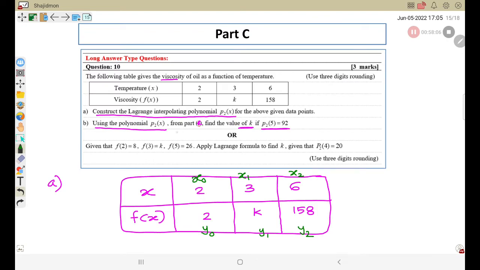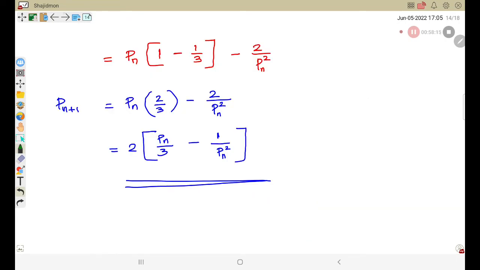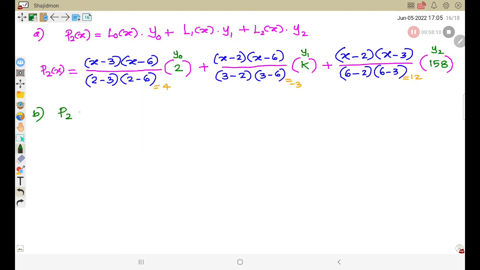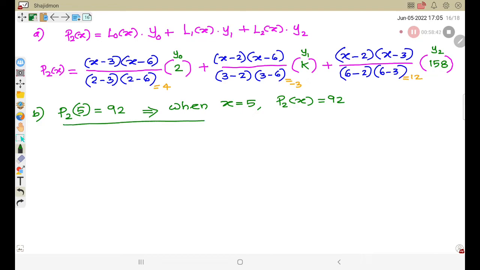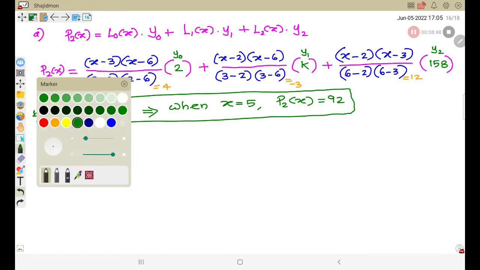What is the B part of the question? From part 1, use P2 of x. Find the value of k if P2 of 5 equal to 92. What is the meaning of P2 of 5 equal to 92? When x equal to 5, the P2 of x value equal to 92, correct? P2 of x equal to 92 when x equal to 5 is given. Apply here, apply the previous step.